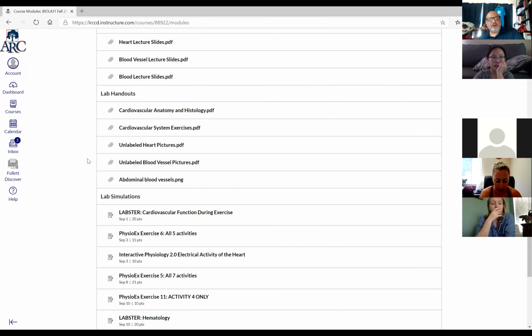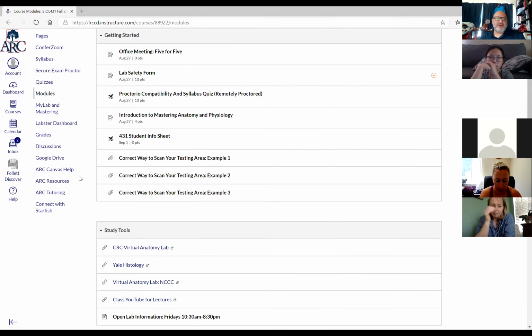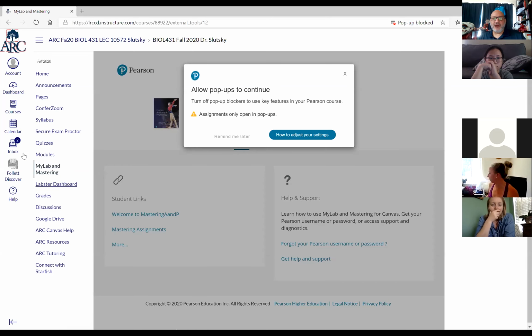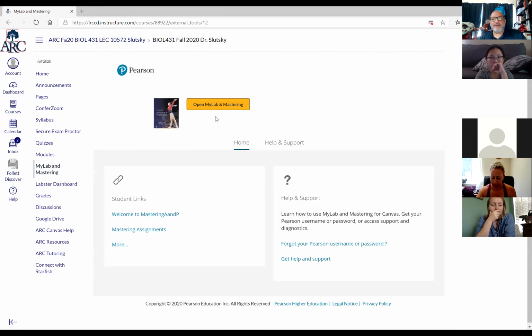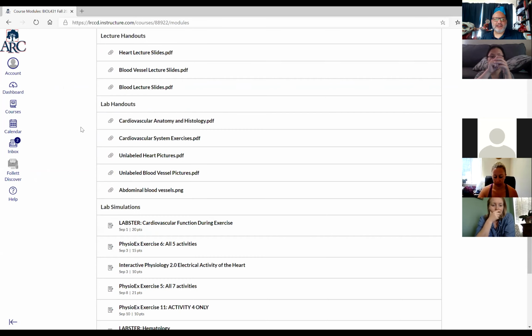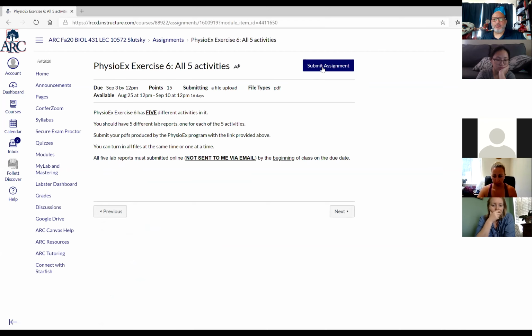The other assignments are going to be the PhysioX primarily. These PhysioX we get through Pearson, through that Mastering A&P. So for this, remember, you have to open up your MyLab and Mastering, go to the study area, and go to the PhysioX there. When you complete those activities, you will get a lab report. Save that lab report as a PDF, and then you're going to come back to your module, click on the link here for the PhysioX exercise 6, and you're going to submit that lab report here.